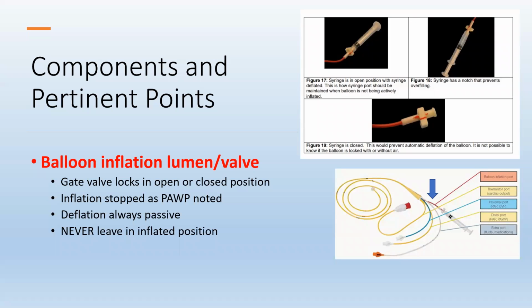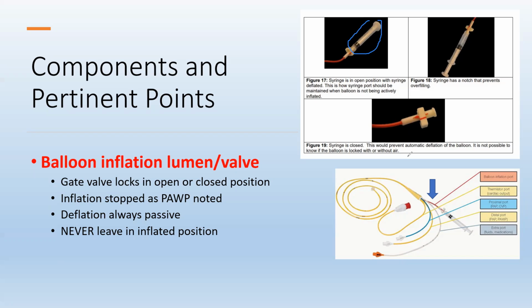Now, I told you about this syringe. It's very, very important that you remember that this syringe should not be lost. It should never be taken away from this port. This syringe is a self-limiting syringe provided in the kit, which prevents the balloon from being overinflated. This stops at 1.5 mLs only. You cannot pull the plunger beyond 1.5 mLs.